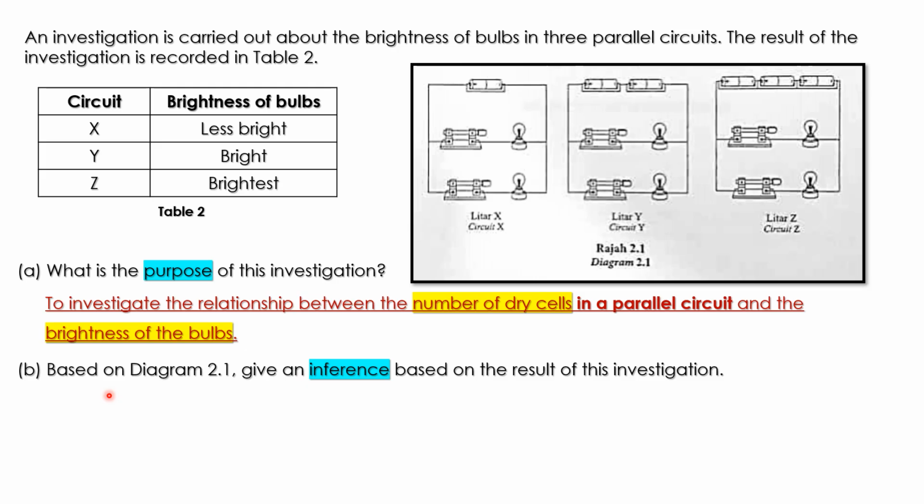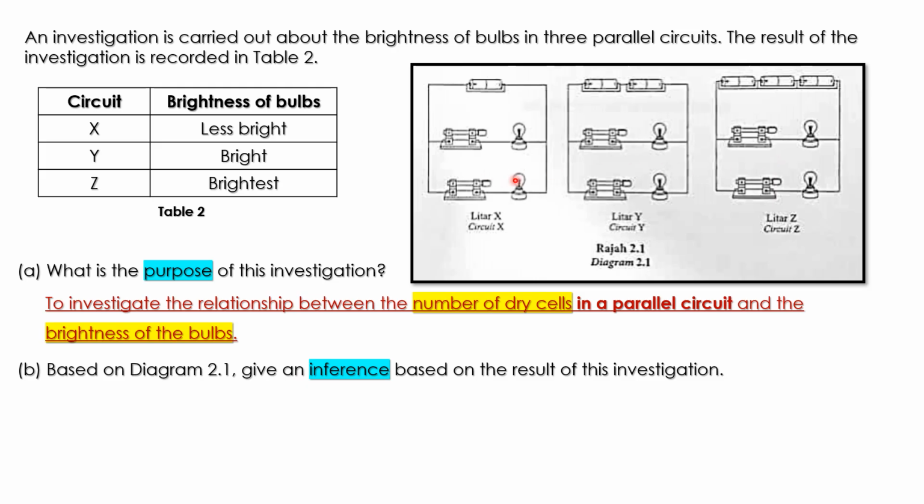The next question, based on diagram 2.1, which is this diagram over here, asks you to give an inference based on the result of the investigation. Now, inference means reason. So why did something happen? In this case, we have to look at the result. The result of the investigation is our observation, which is the brightness of bulbs. In this experiment, what we have found is that the brightness of bulbs in circuit X is the least, followed by Y and Z.